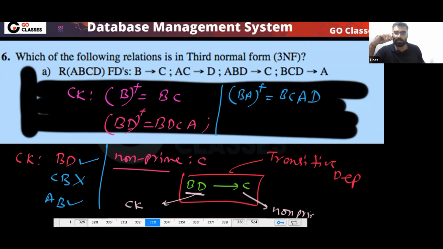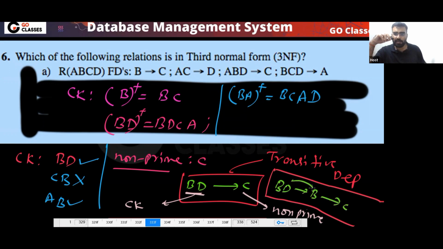So this is the problem. Why is this a transitive dependency? Because BD can determine B, and B can determine C, and B cannot determine BD. So, picture perfect. This is your transitive dependency.